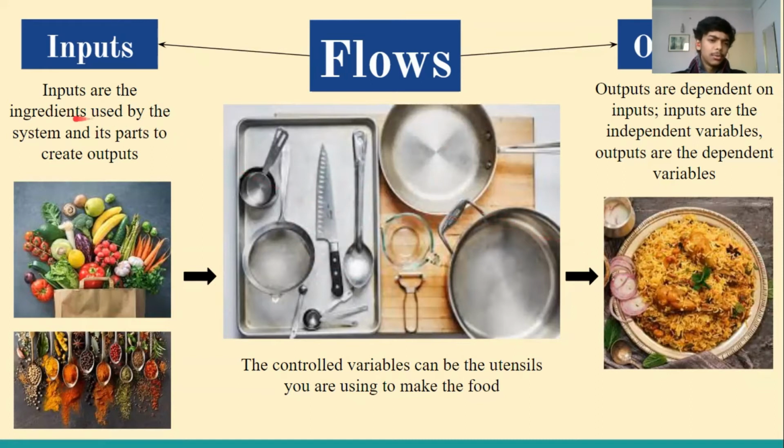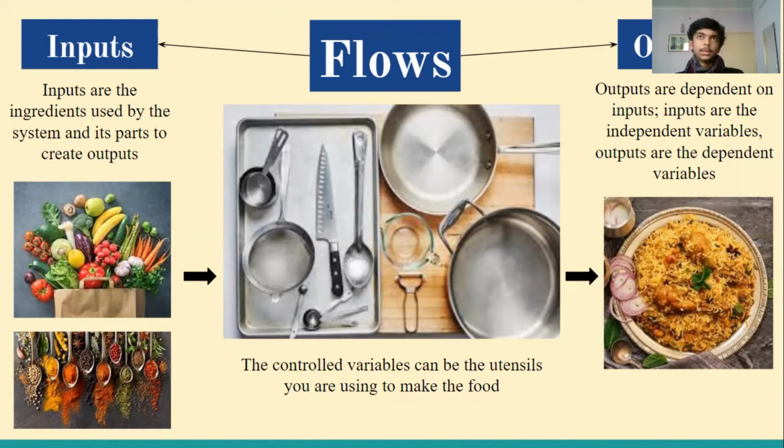And here's some more information. Well, the controlled variables can be the utensils you are using to make the food. Here, these can be the controlled variables. Inputs are the independent variables because they keep changing throughout the progression of you making food. And the outputs are the dependent variables because whatever is the output is always dependent on the input, right?